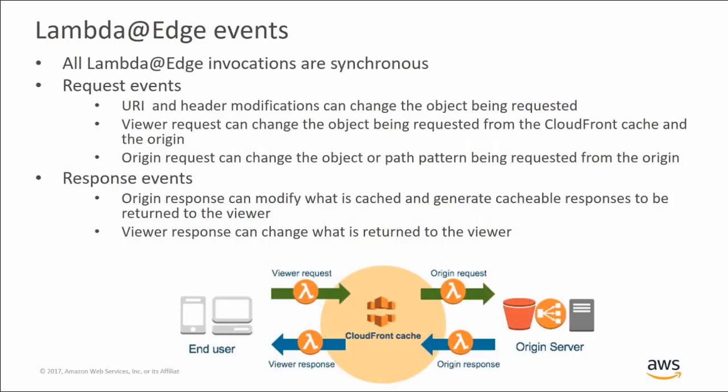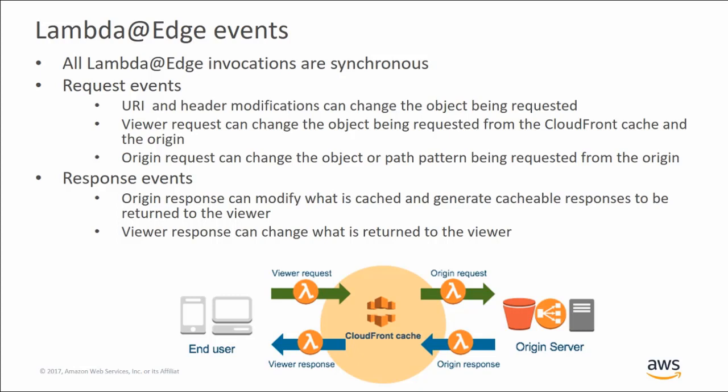So Lambda at the edge events are all synchronous. So these happen in line with the request. Let's take a look at the request events. So the request events here in the diagram at the bottom are the green arrows. We have 2 request events, the viewer request and the origin request. So any modification you make, whether it's a change to the URI, the headers, or cookies, is going to impact the object that's being requested.